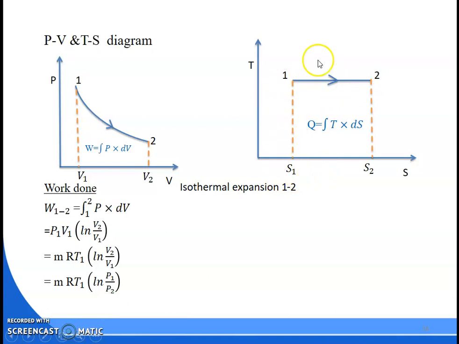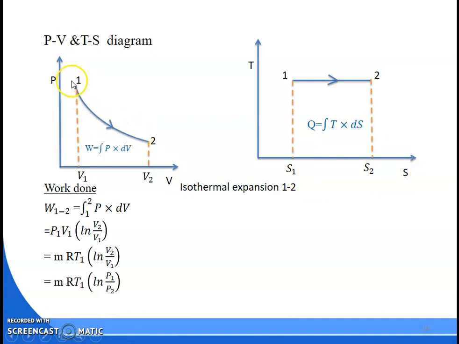Because if you add heat, the molecular randomness will increase. The degree of randomness of molecules is known as what? Entropy. So the more the disorderliness, the more the entropy. So as you are adding heat, the temperature will be constant, but the entropy will increase from S1 to S2. Okay.